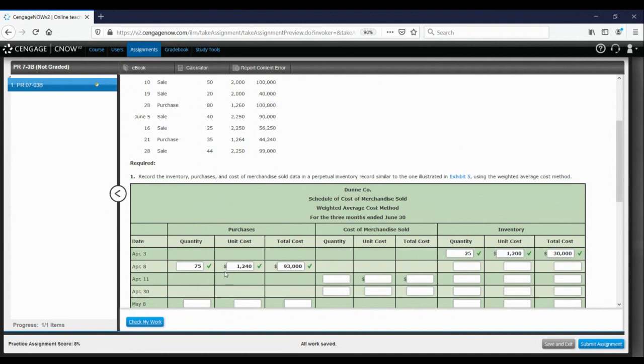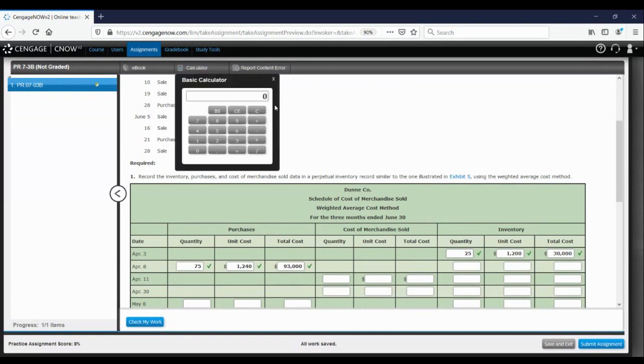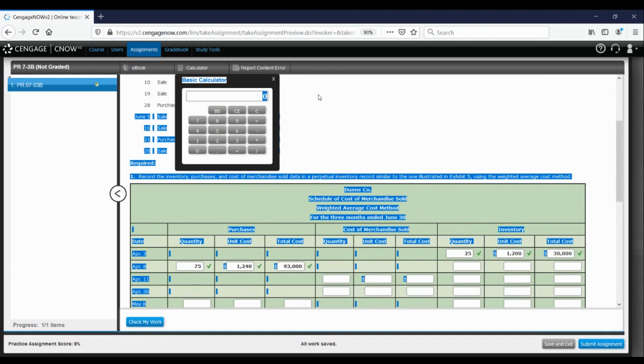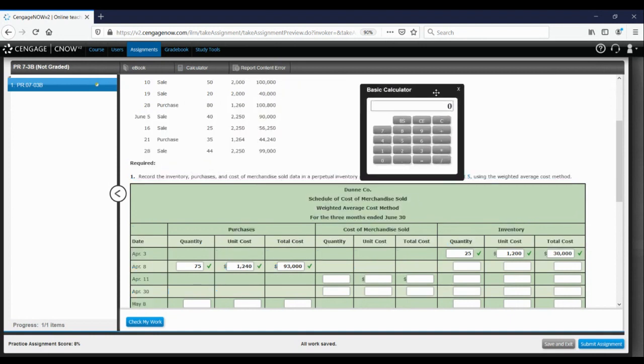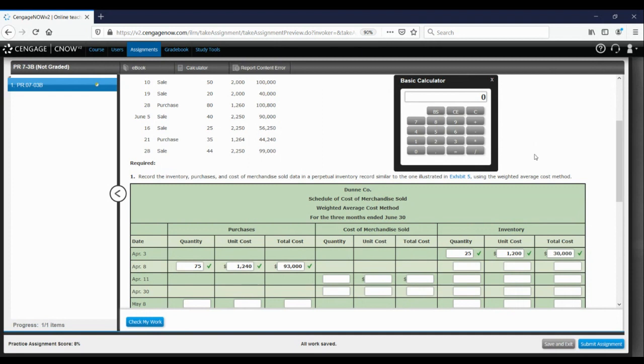Now, in our ending inventory on April the 8th, you'll notice that there's just one place where we can record inventory. When we're working with the weighted average method, what you've got to do every time you make a purchase in the perpetual inventory system, we'll have to make an average of the unit cost. So what we're going to be doing is we're going to make some calculations here. So bear with me just a second here. I'm going to try to move this calculator to where it's out of the way here.